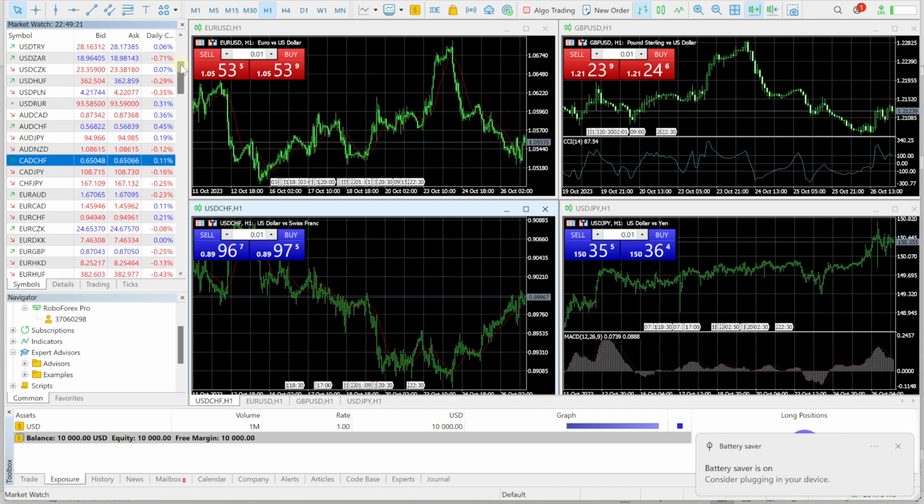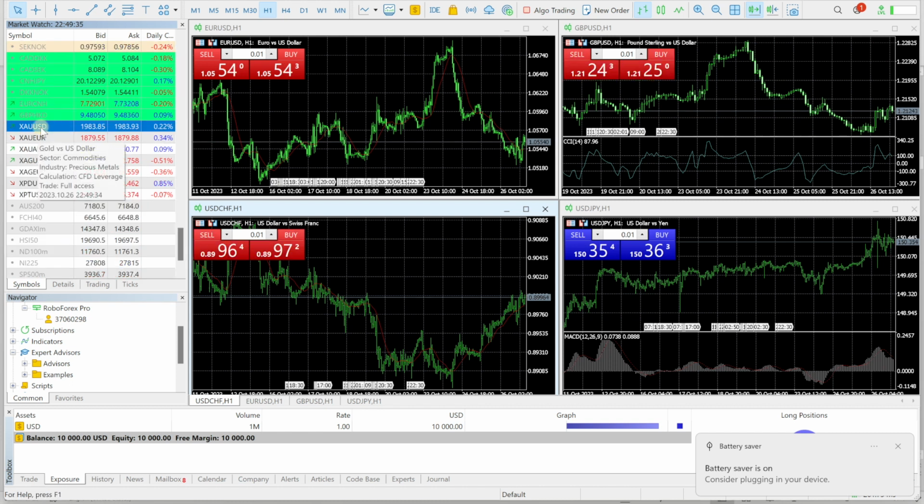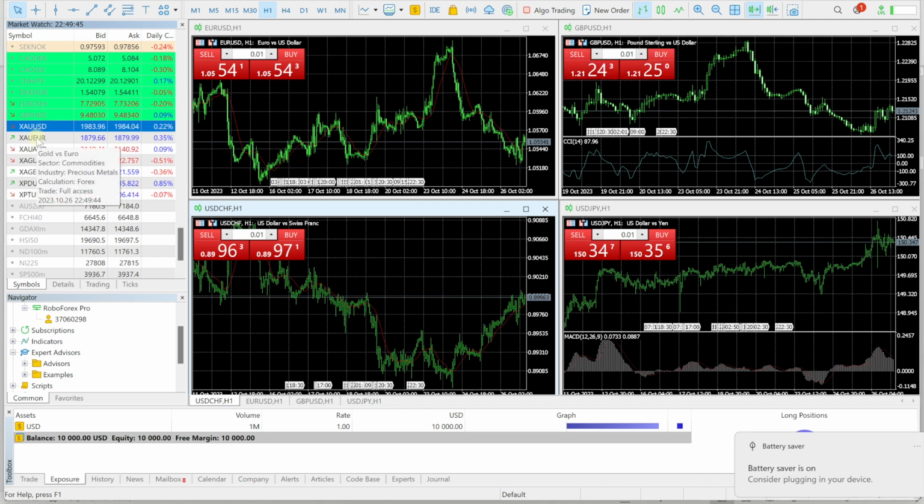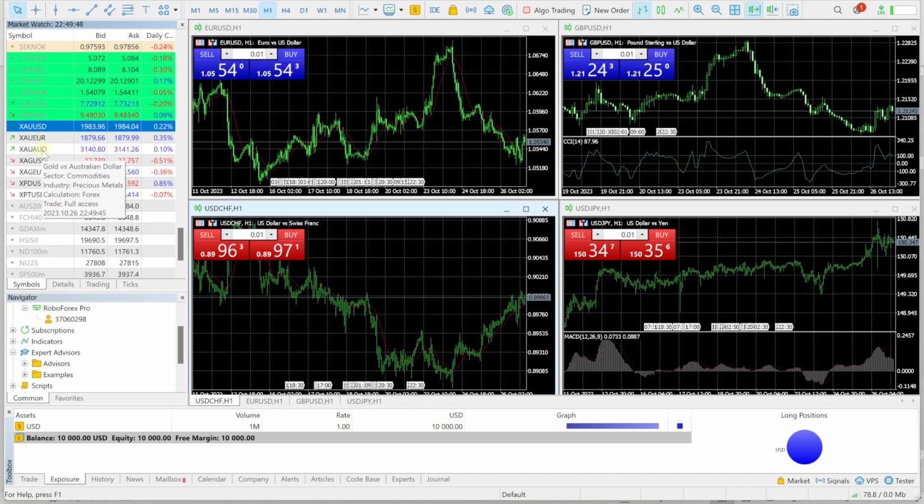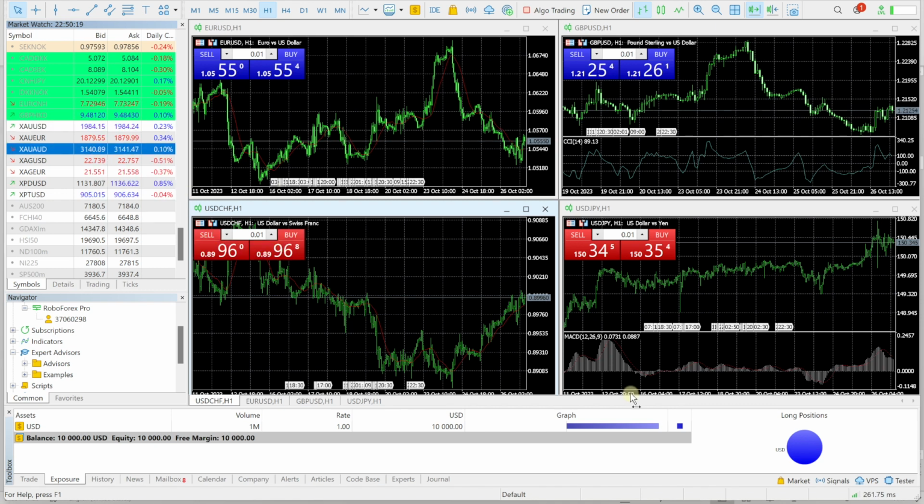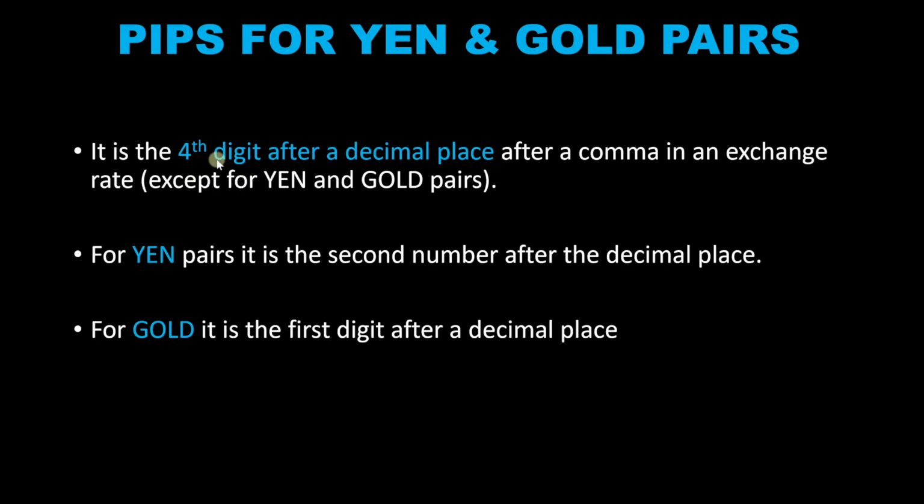And I also want to show you a gold pair, XAU USD. Any pair with XAU is a gold pair. As you can see here, this is gold versus US dollar, this is gold versus euro, this is gold versus Australian dollar. XAU means gold. And with gold, we have only 2 digits at the end, right? So it is the first digit after the decimal place.